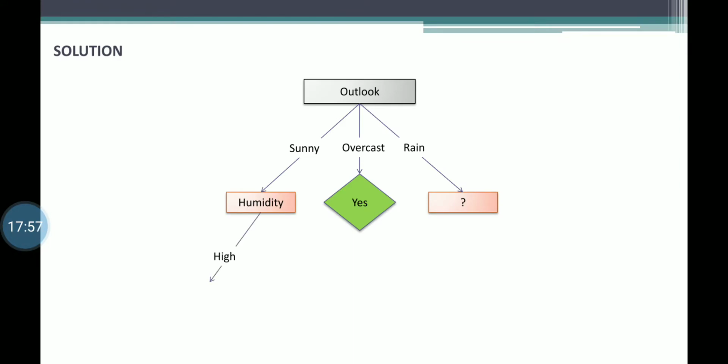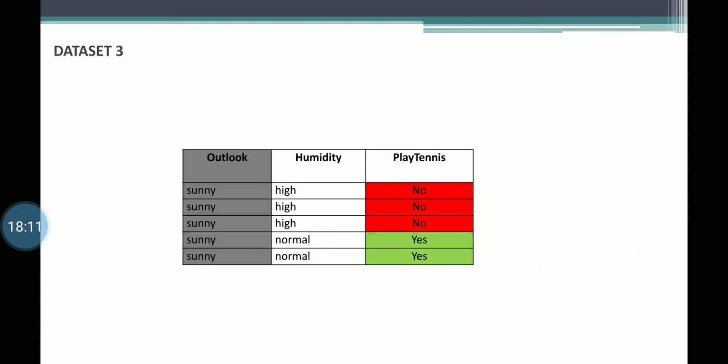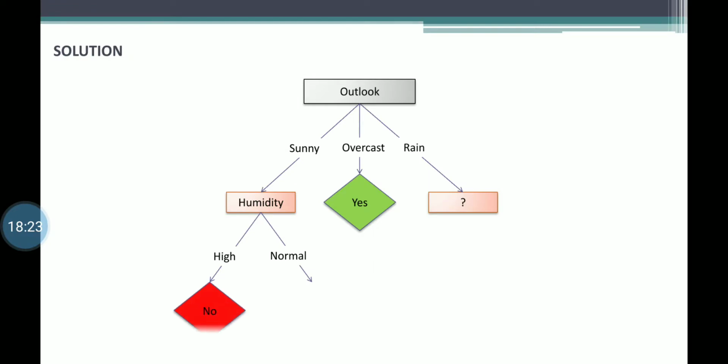Check with the data set of humidity. Since we have seen already, for all the values of high, it is having no as the value, and for all the values of normal, you can see both are yes. So they are pure sets. In this case, you can take them as leaf nodes. As you can see, sunny with high humidity is always no, sunny with normal humidity is always yes. So I can make it a leaf node. So the part of the decision tree is complete, that is where sunny is the value for outlook.